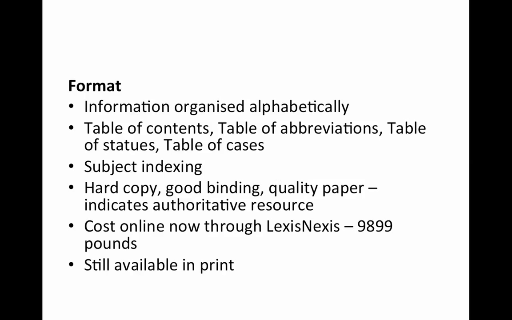The format of this encyclopedia, as with most encyclopedias, information is organised alphabetically. There is a table of contents, a table of abbreviations, of statutes and of cases at the start of the volume to help the user navigate their way through the work, and there is also subject indexing at the end of each volume also. But apart from that, there's no other instructions on how to use or search or engage with the resource. It's a quality resource in terms of its format, its binding, the quality of the paper, which also indicates a degree of authority.